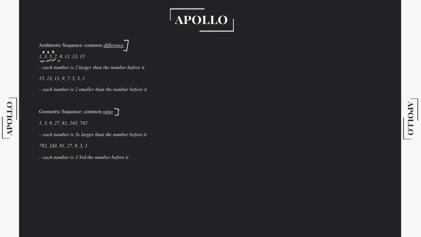So if you notice, if you multiply each number by 3, so if we did 1 times 3, we would get 3. 3 times 3, we would get 9. 9 times 3, we'd get 27. 27 times 3, we'd get 81, and onward.